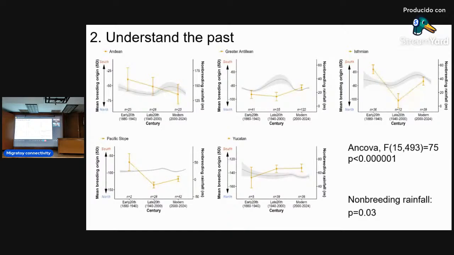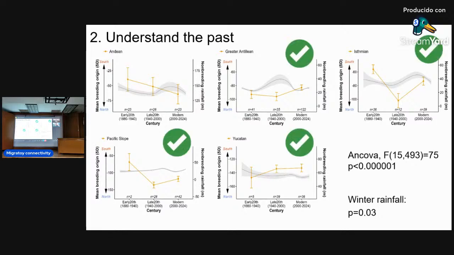To walk you through the Andean population, we see that the mean breeding origin has shown a consistent northward shift through time, despite there being this fluctuation in non-breeding rainfall. If we go back and think about our predictions, how well did we do? We did pretty well. We were able to predict the trends for 4 of our 5 non-breeding populations, the Andes being the exception. For the Andes, since it goes dry, then wet, then dry, we expected a southward shift, followed by a northward shift, followed by a southward shift. But we just saw a continued northward shift.